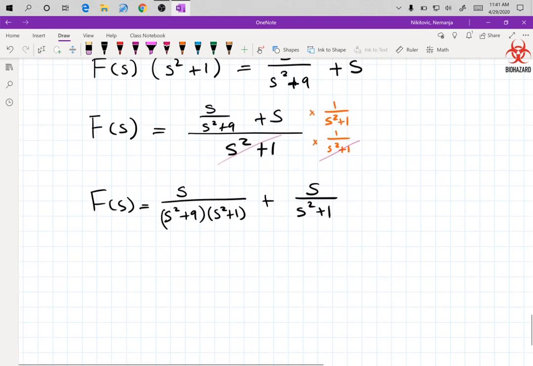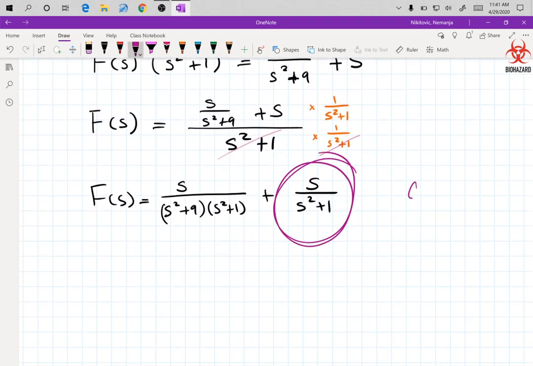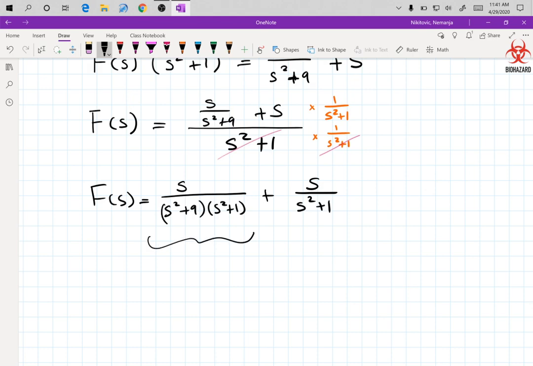All right, cool. So this part is easy, right? That's just cosine of t, because it is s over s squared plus 1 squared, right? So we don't have to worry about that one. We have to sweat over here because we have the partial fraction decomposition to deal with. Let's deal with the partial fraction decomposition on this part here. That's as plus b over s squared plus 9 plus cs plus d over s squared plus 1.